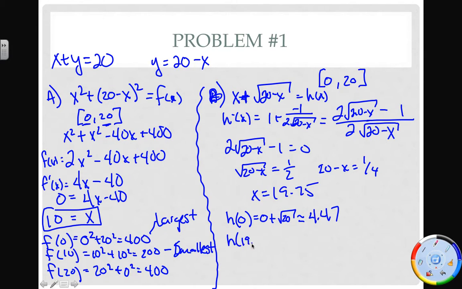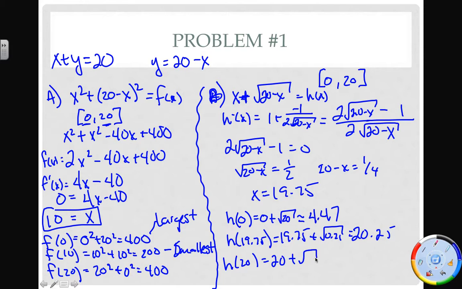h of 19.75 is 19.75 plus the square root of 0.25, which is 0.5, so I get 20.25. And h of 20 is equal to 20 plus the square root of 0, which is 20. And you'll notice, weirdly, the maximum shows up at this slightly less than 20. So here's my max.